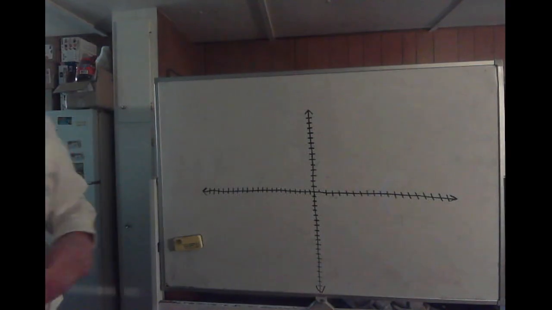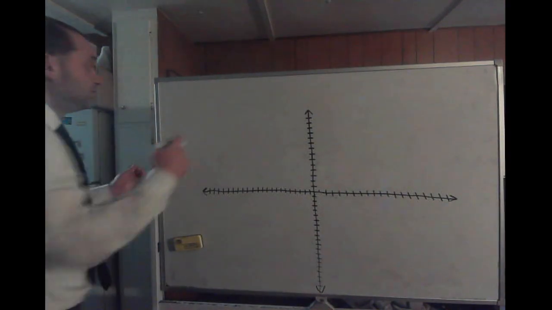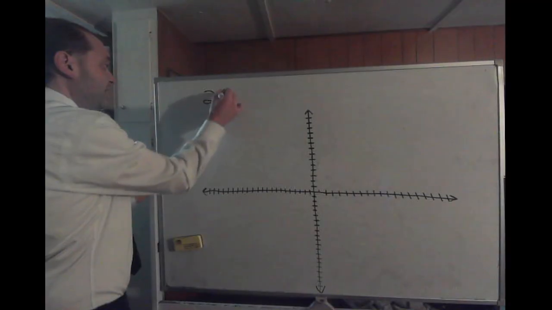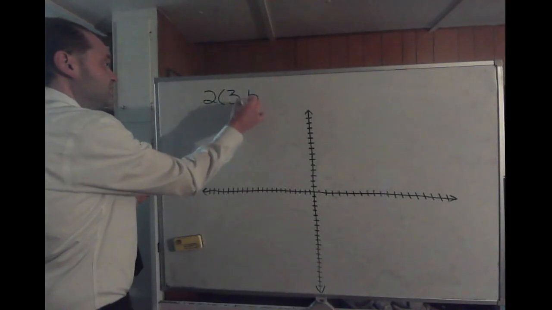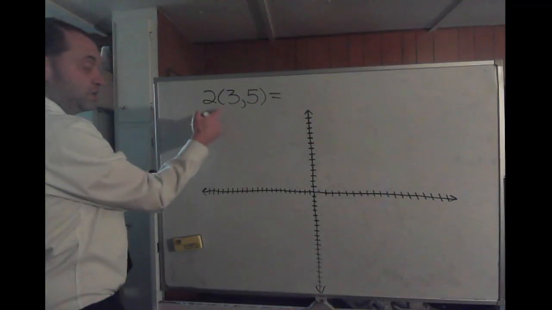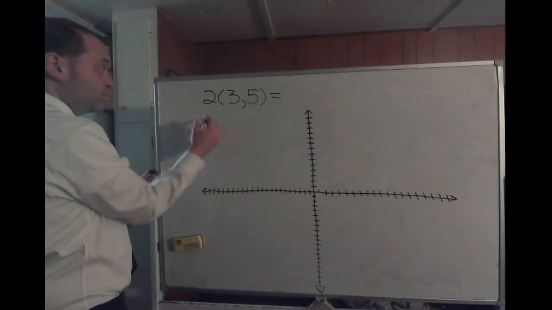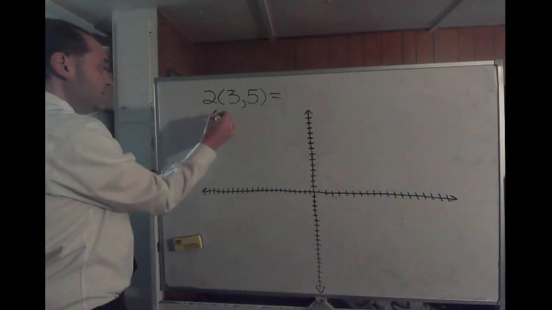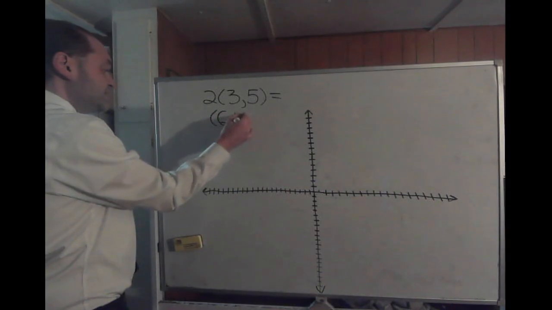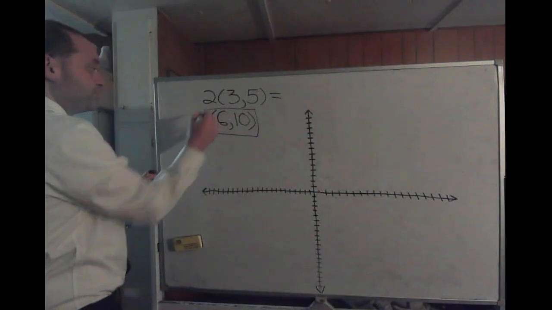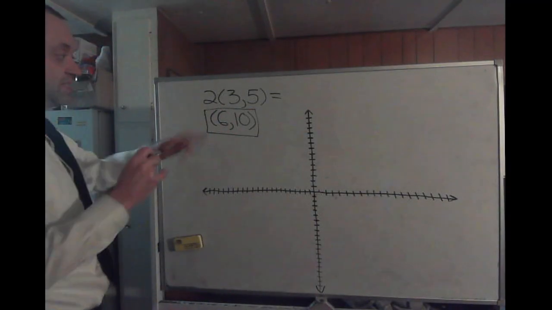For example here, let's say I have 2 times the vector 3, 5, right? So this 3, 5 is a vector. Well, I just multiply both the x and y coordinates by 2. That would give me a value of 6, 10 for my new vector if I use the scalar multiple. So that would become 6, 10 for the vector.